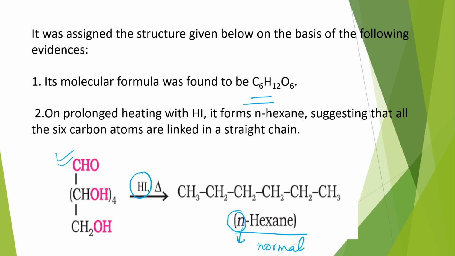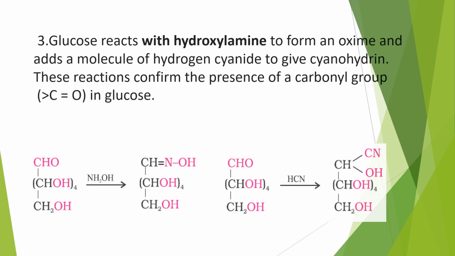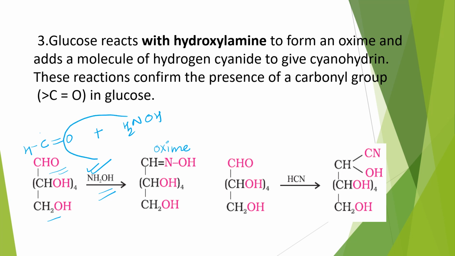Now next we have to study the reaction of glucose with hydroxylamine. NH2OH is hydroxylamine. Glucose, when it reacts with hydroxylamine, leads to the formation of oxime. Here a carbonyl group was present, C double bond O. So when it reacts with NH2OH, this is hydroxylamine, a water molecule is removed and it leads to the formation of C=NOH. This is oxime.